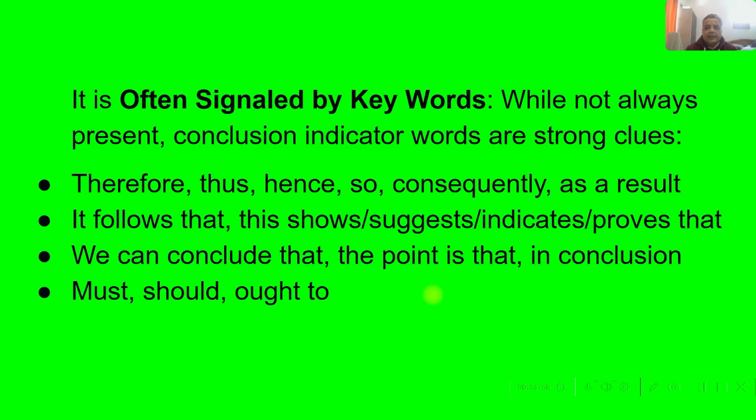It is often signaled by keywords. While not always present, conclusion indicator words are strong clues. Words like therefore, thus, hence, so, consequently, as a result, it follows that, this shows, suggests, indicates, proves that, we can conclude that, the point is that, in conclusion, must, should, ought to.